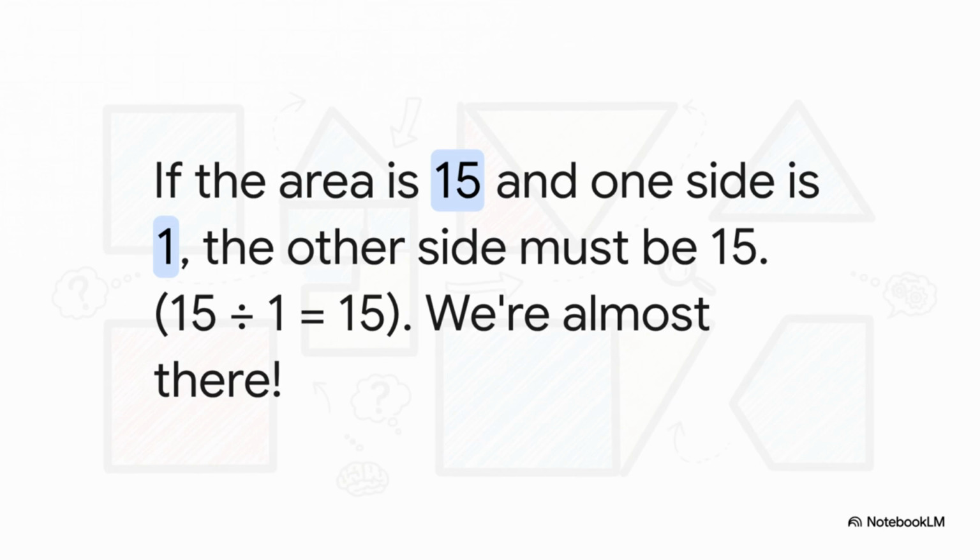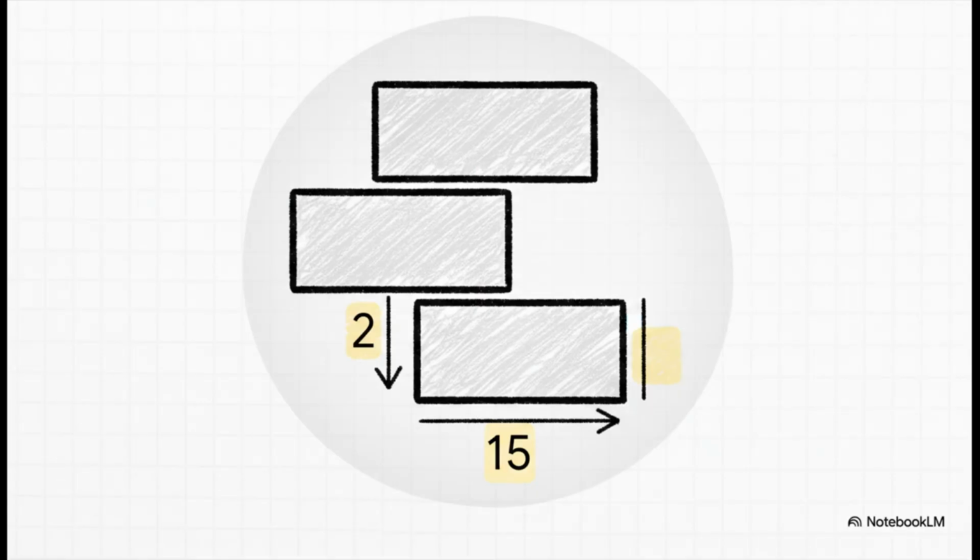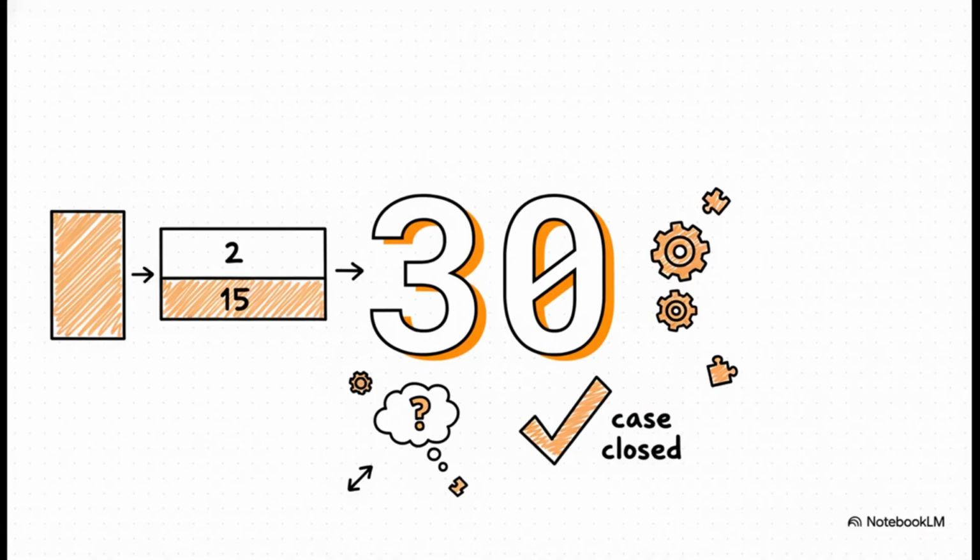We've almost figured out all the outside dimensions of the whole puzzle. So look what we've done. We've basically cornered our suspect. Our mystery rectangle shares a side of length 2 with the box above it and a side of length 15 with the box next to it. We have its length and we have its breadth. And now, for the big reveal. Length times breadth, that's 2 times 15, which equals 30. That's our missing area. Case closed. See? Pure logic, no scary math involved at all.